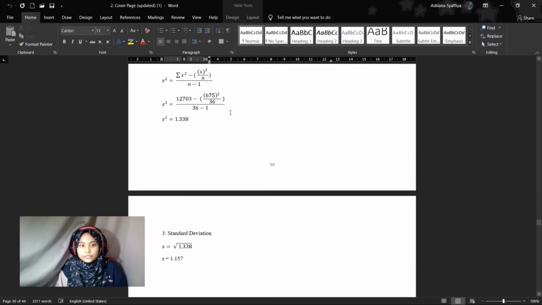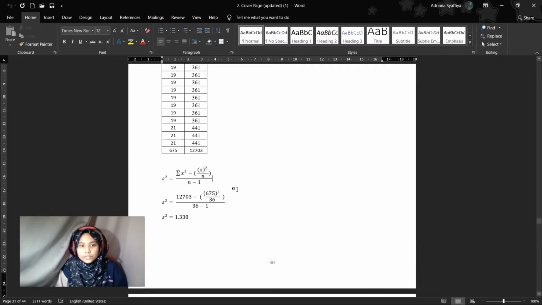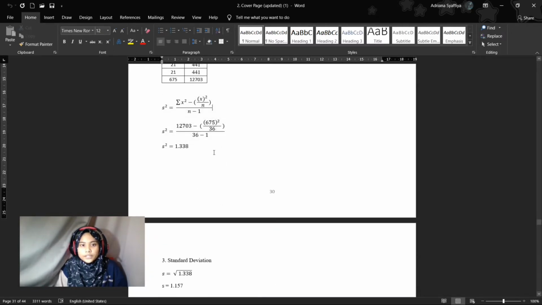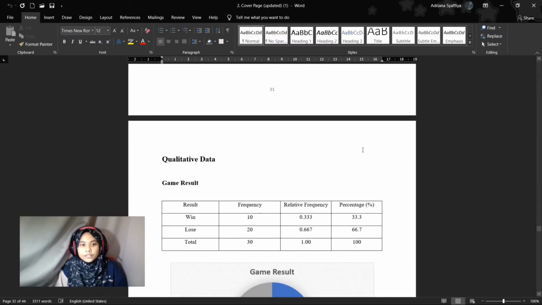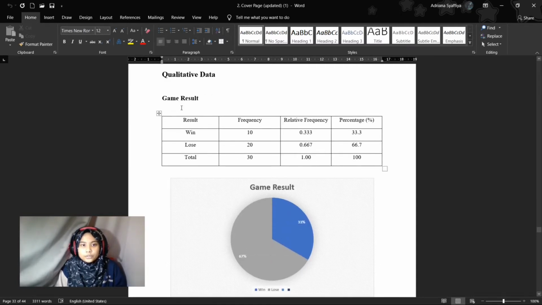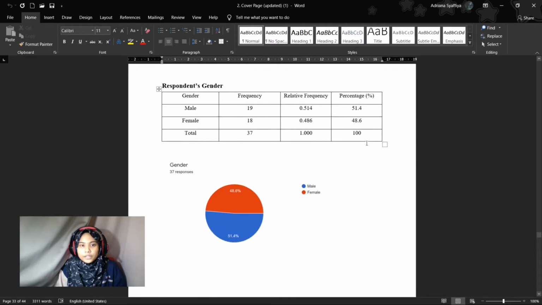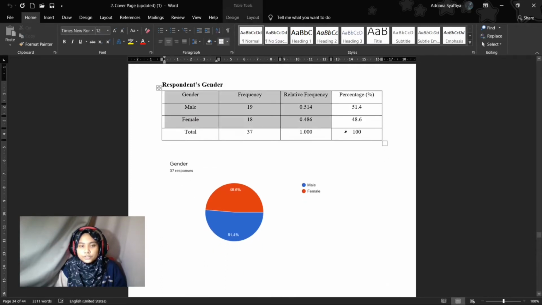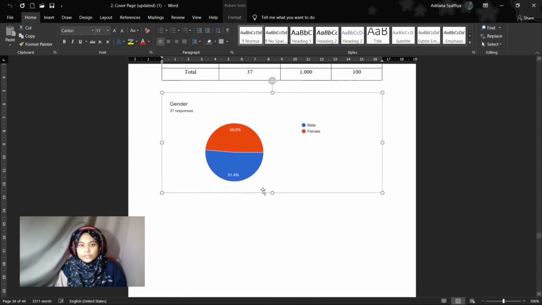Then for the variance, we use this table and this formula to find it, and then again standard deviation, just square root the variance, and that's it. This is the qualitative data. This is the game result frequency table, and this is the graph, which is a pie chart. Then respondents' gender, this is the table, and this is a pie chart for gender. So that's it.